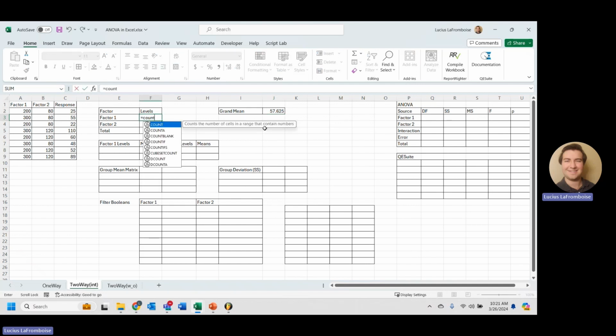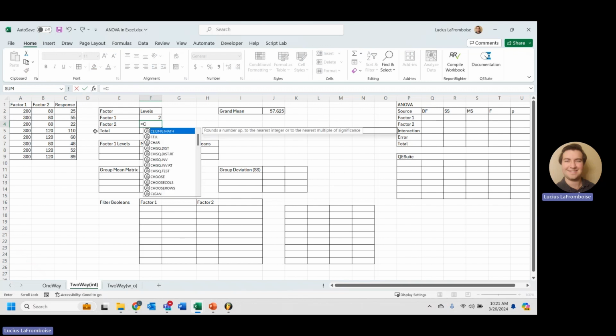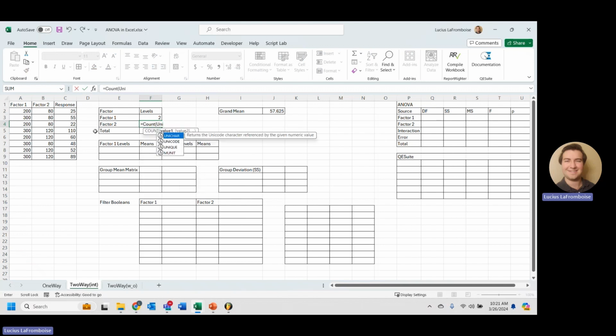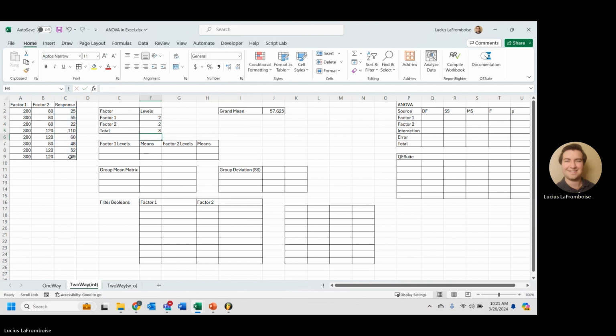Now to get our levels, what we're going to do here is we're going to say count, and then we're going to use the unique function, because it's going to pull the unique values out of our factor 1 array, and then it's going to count them. And we have two levels, 200 and 300. Perfect. Now we're again going to do count, unique, and then factor 2. Close it, enter. And then total. This is just going to be our total count. So I'm just going to do count and then count up our responses. And we have 8. Awesome.